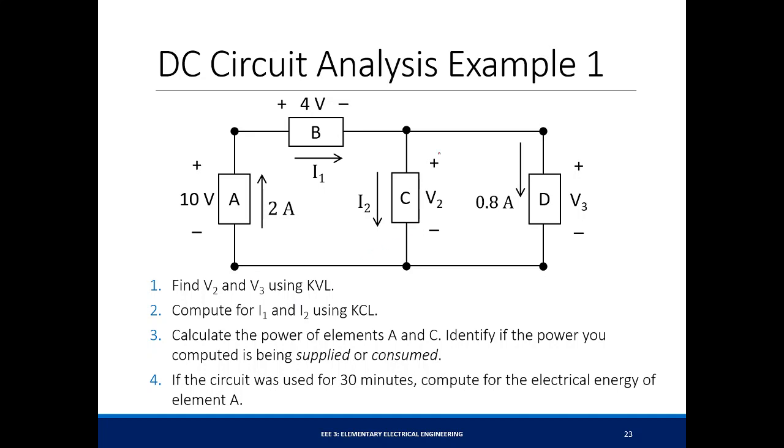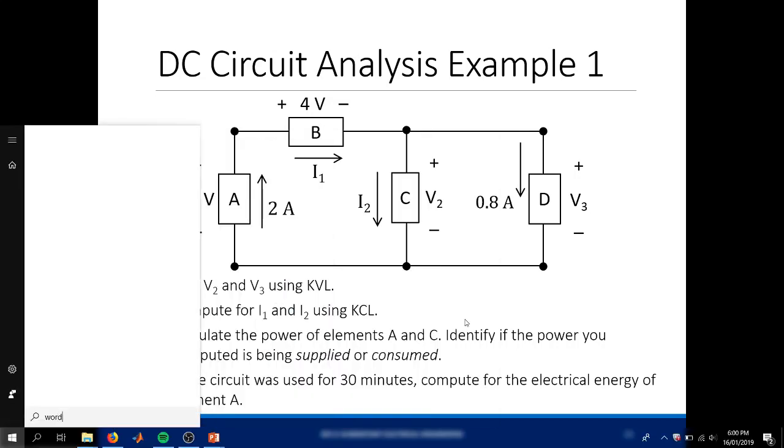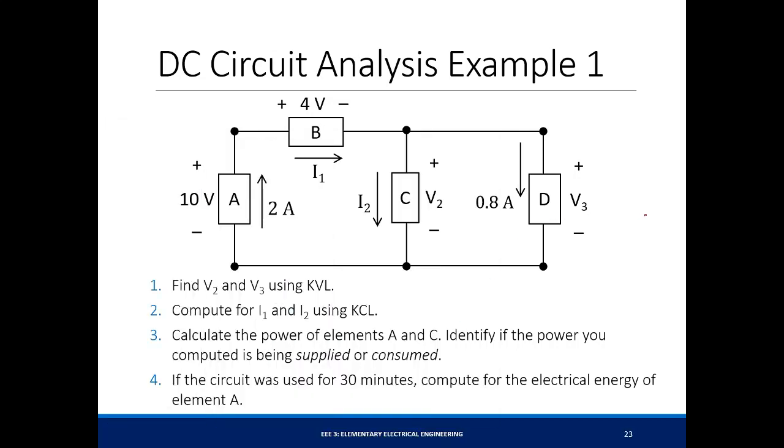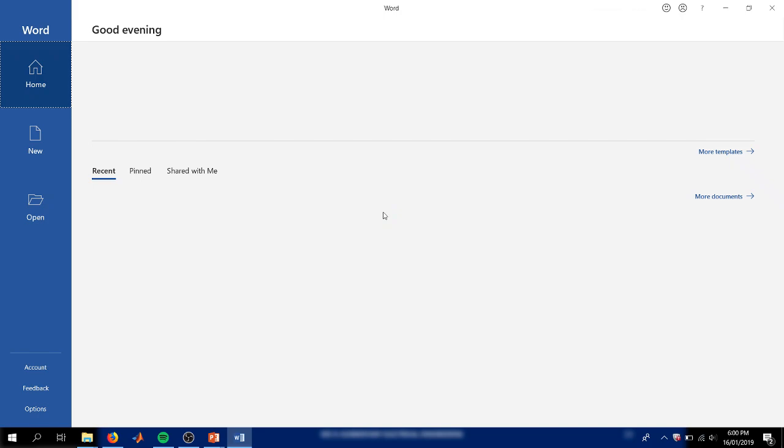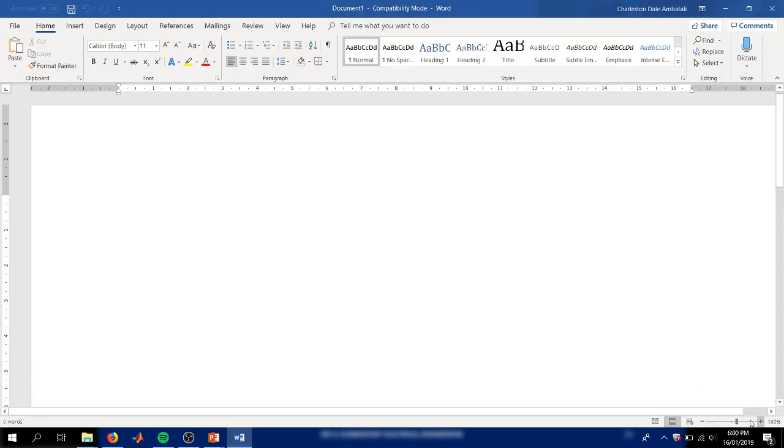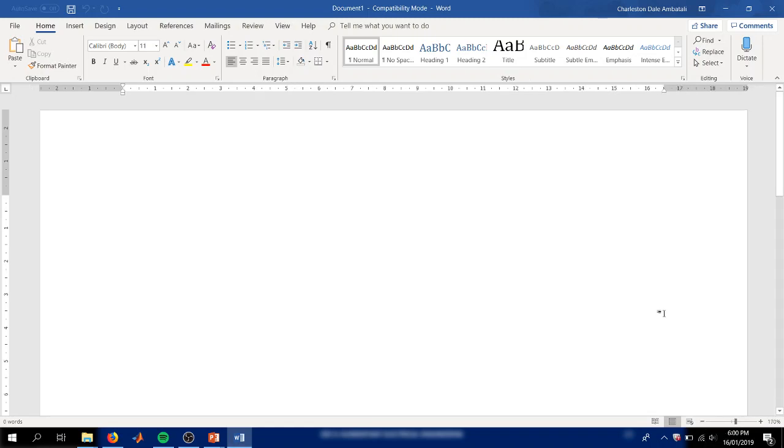For this circuit, these are the steps in solving it. We need to find V2 and V3 using KVL. Then we can compute I1 and I2 using KCL, and calculate the power of elements A and C, etc. So let's do that. Let me zoom in.